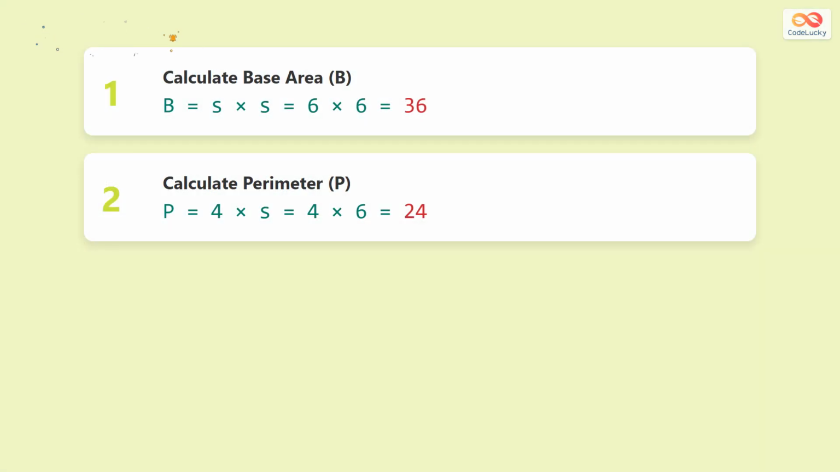Step 1 is to find the base area. Since it's a square, we multiply 6 by 6 to get 36. Step 2 is to find the perimeter. 4 sides of 6 centimeters give us a perimeter of 24.